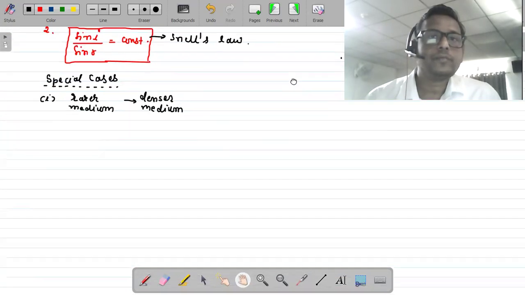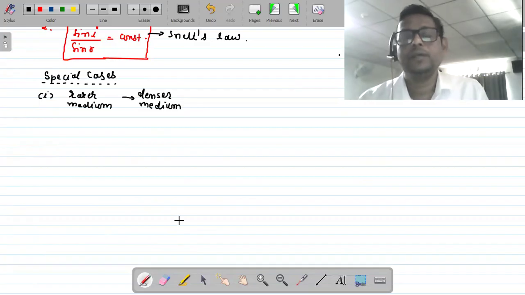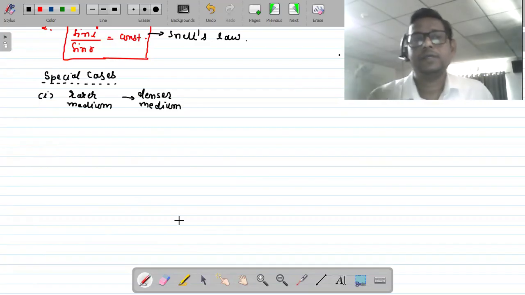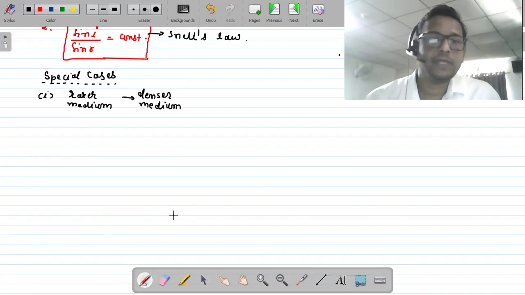So this is the first case. Again I'm repeating my statement: when the light ray travels from rarer medium to denser medium, it bends towards the normal. When the light ray travels from denser medium to rarer medium, it bends away from the normal. Let's see the mathematical expression of these two statements.